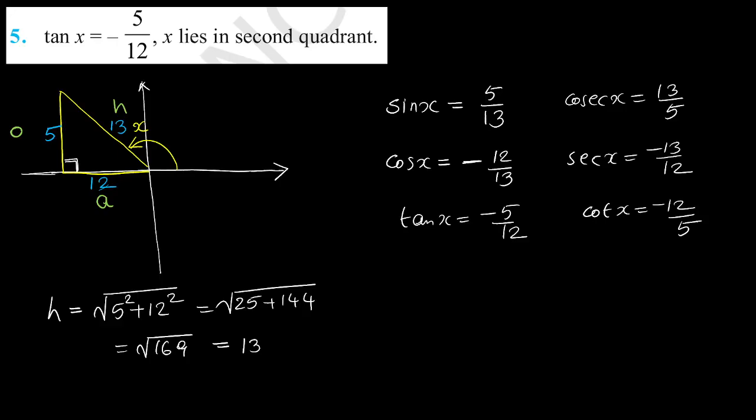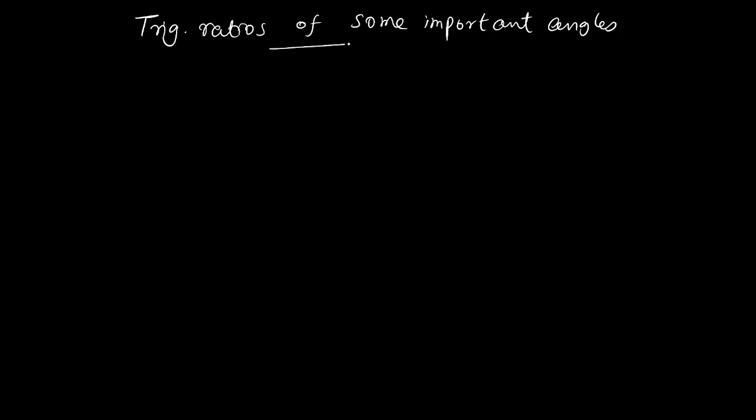The next is, in order to discuss the next problems, we must know the trigonometric ratios of the fundamental angles. Let me write a heading: Trigonometric ratios of some important angles. You studied in 10th standard. In 10th standard you studied the proof also, but here we don't need the proof. Important angles: 30, 45, 60, like that.